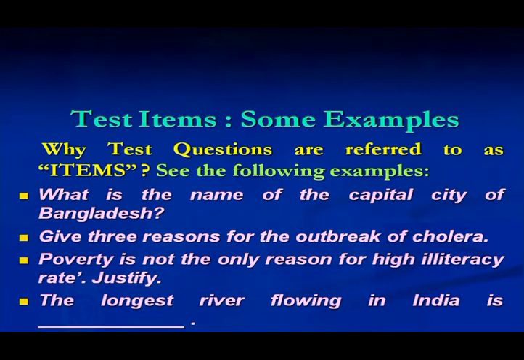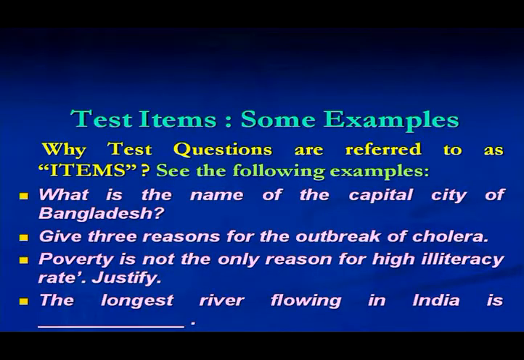Now, test items. Why do we say questions as items? You can see on the screen there are four examples. What is the name of the capital city of Bangladesh? Give three reasons for the outbreak of cholera. Poverty is not the only reason for high illiteracy rate. Justify. The longest river flowing in India is blank. You have to complete this statement. Now you can see these four examples.